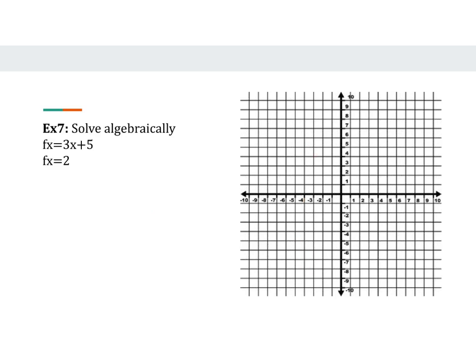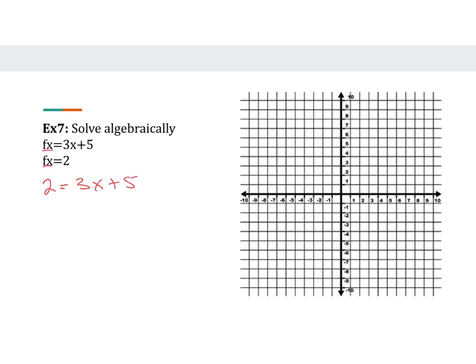For our next example, we're going to go ahead and solve this system of equations algebraically, and then we're going to use our graph to verify that our algebra was in fact correct. So one thing that I noticed is they both equal f of x, both of my equations, which means I can do substitution here, and I can say instead of f of x equals 3x plus 5, that 2 is equal to 3x plus 5.